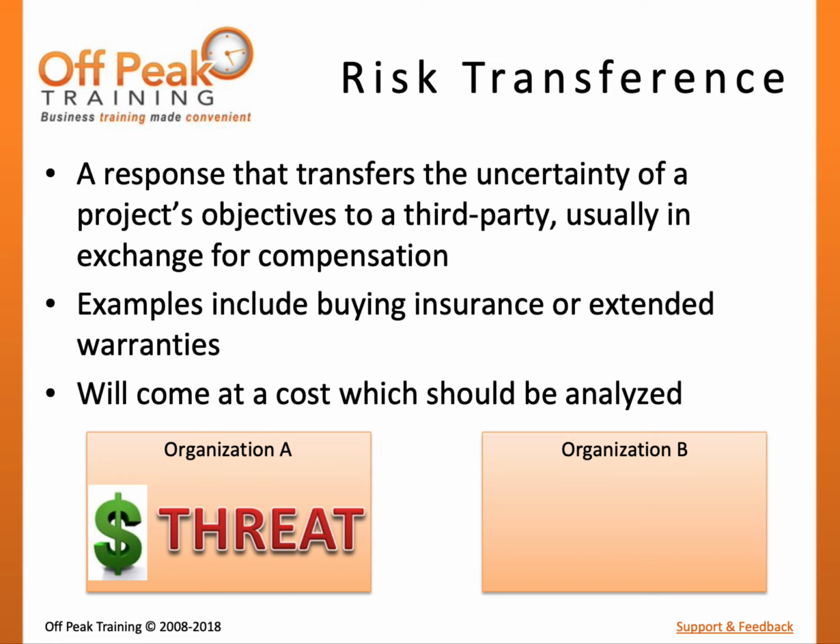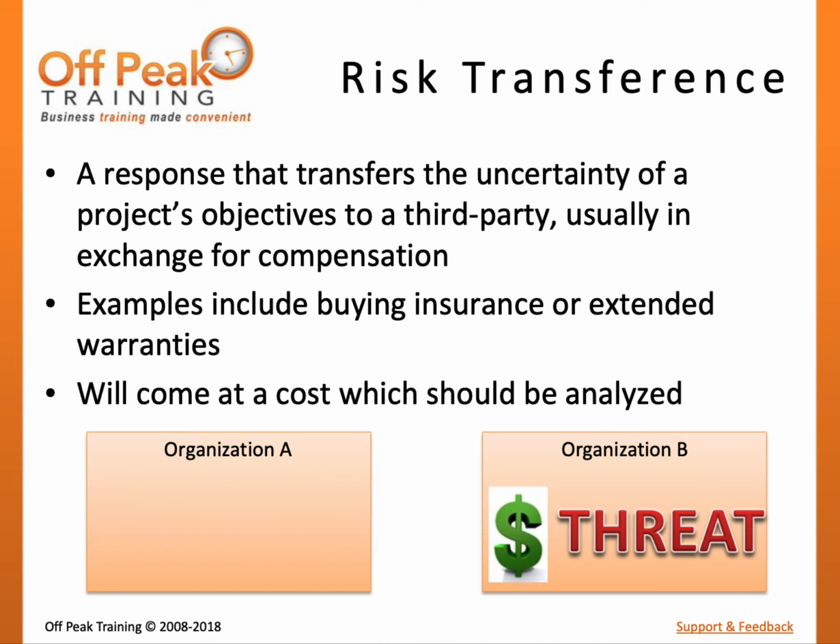In some cases, it may be difficult for the project team to directly manage the risk response, so they may choose to transfer the risk to a third party. In risk transference, the project team will agree to terms with a third party to bear the responsibilities of the threat, typically in exchange for compensation. Classic examples include insurance, extended warranties, and product guarantees.